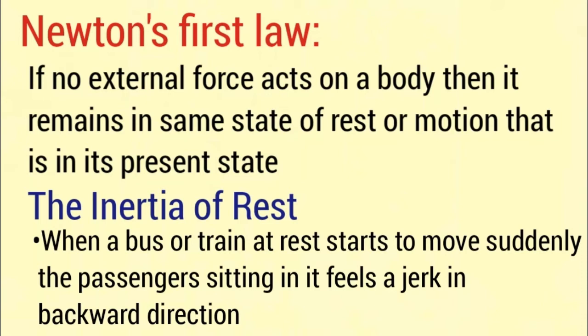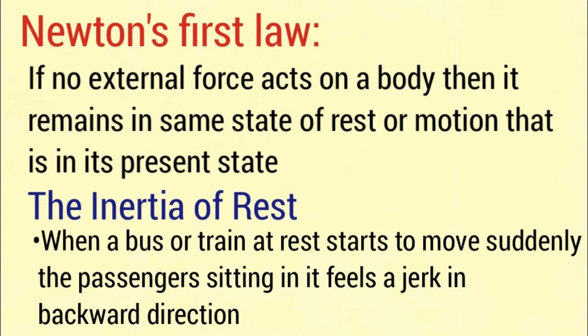Next is Newton's laws of motion. There are 3 laws. Newton's first law: if no external force acts on a body, then it remains in the same state of rest or motion, that is, in its present state. Inertia of rest. What is inertia? Inertia is the property of a body by virtue of which it opposes any change in its state of rest or uniform motion. For example, when a bus or train at rest starts to move suddenly, the passenger sitting in it feels a jerk in the backward direction due to inertia of rest.